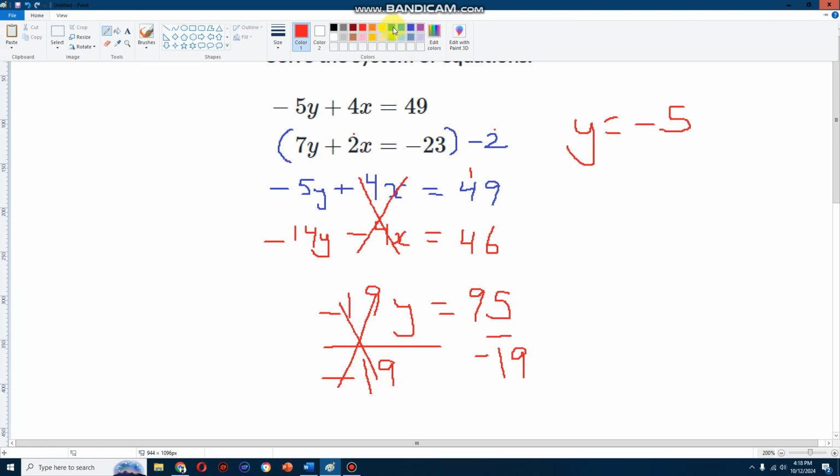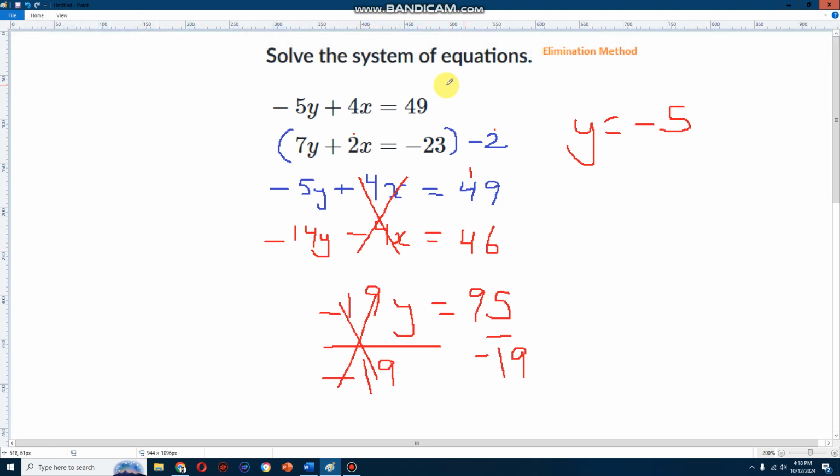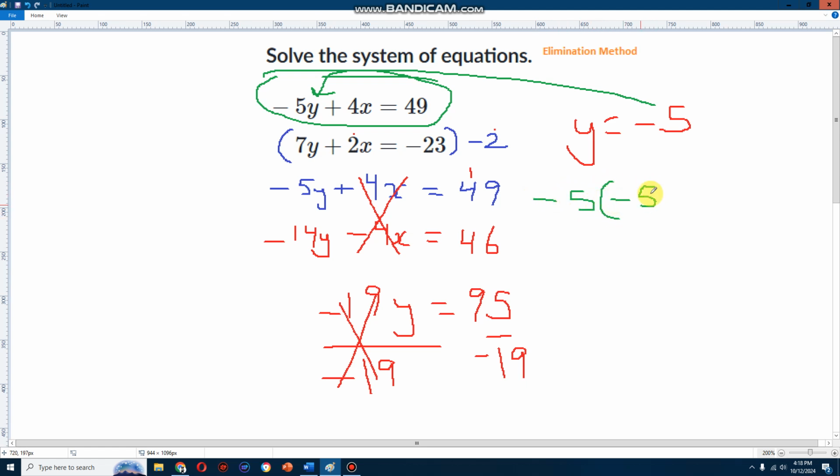So I'm going to take another color. How about a green? And I'm going to use the top one. I'm going to plug in y is equal to minus 5 right over here to solve for x. I need my x value also. So minus 5 multiplied by minus 5 plus 4x is equal to 49. Alright, minus 5 times minus 5 is just positive 25, plus 4x is equal to 49.